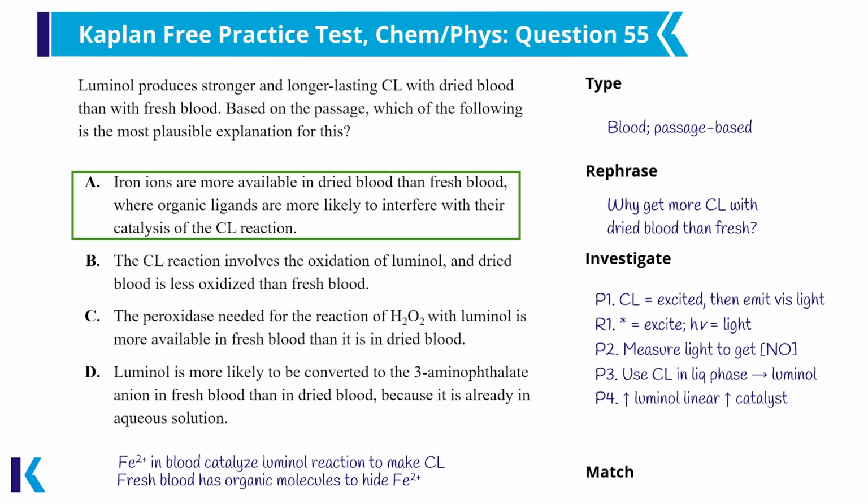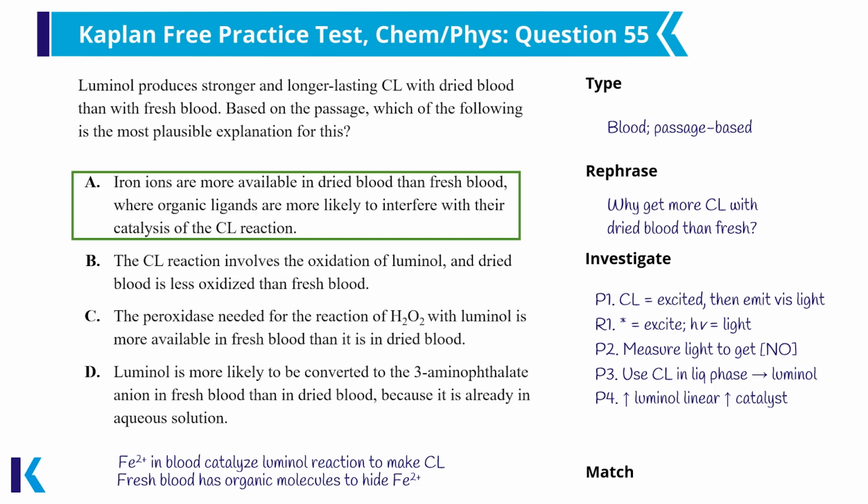B states that the chemiluminescence involves oxidation of luminol and dried blood is less oxidized than fresh blood. If that's correct, the less oxidized dried blood would produce less chemiluminescence and not more like the question stem states. C states that the peroxidase needed for hydrogen peroxide to catalyze the luminol reaction is more available in fresh blood than in dried, but similar to B, that would actually produce the opposite effect to what the question is asking.